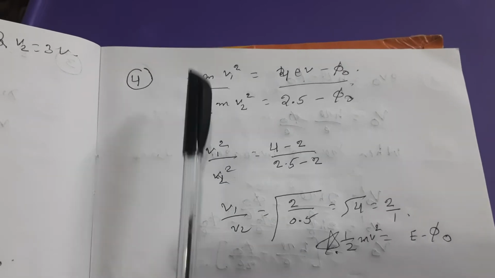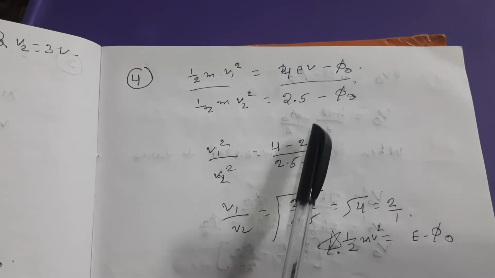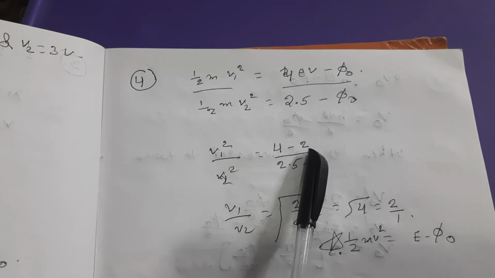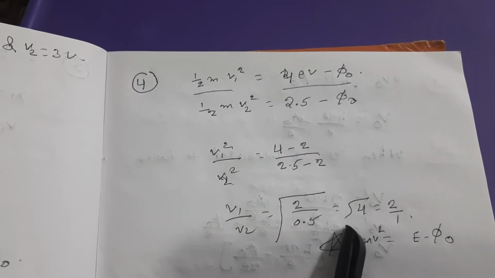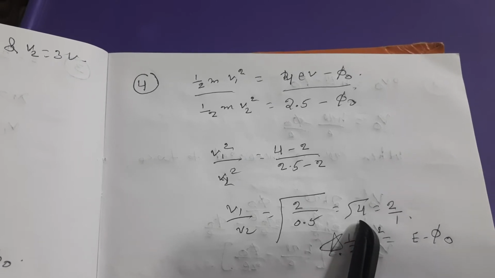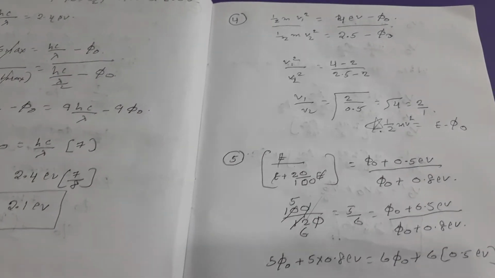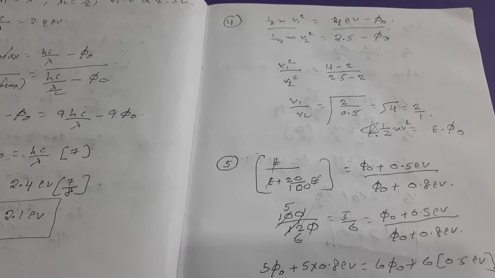Okay, then half m cancels, v1 square by v2 square equals, instead of phi naught we can write 2, they have given that. Then v1 by v2 equals under root 4 minus 2 is 2, and 2.5 minus 2 is 0.5. After simplification, 2 by 0.5 is 4, under root 4 equals 2:1. So like that we can find out the velocity ratio with the help of Einstein's photoelectric equation. Then come to the fifth question. These problems are very easy, limited formulas are there.